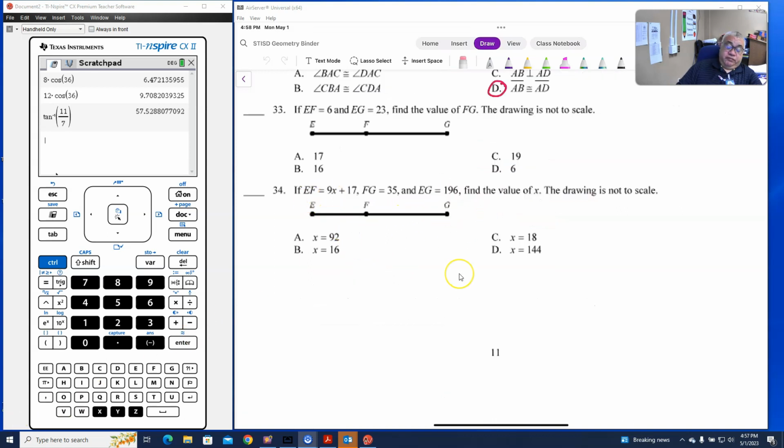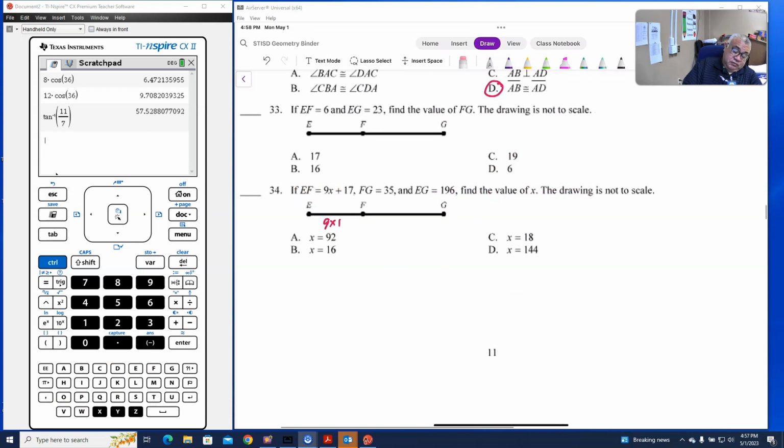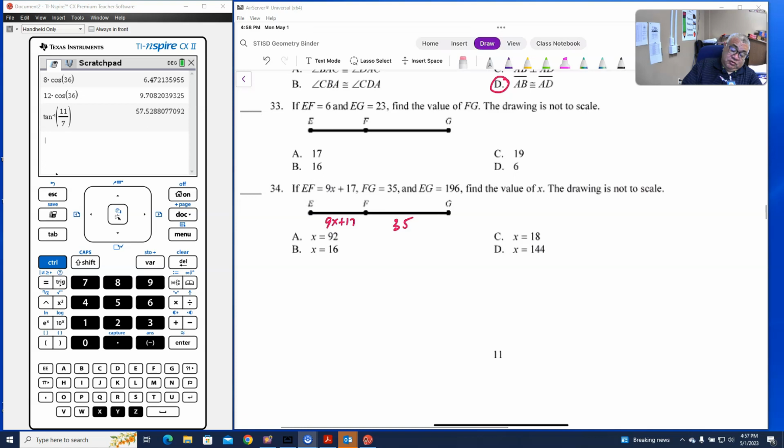We know that EF is 9x plus 17. We know that FG is 35. So EG is the entire distance. So how would you set this up? It'd be 9x plus 17 plus 35 equals 196. So you would add 17 and 35. In this case, it's 52.